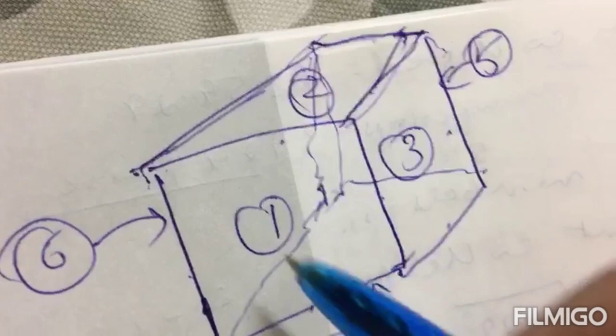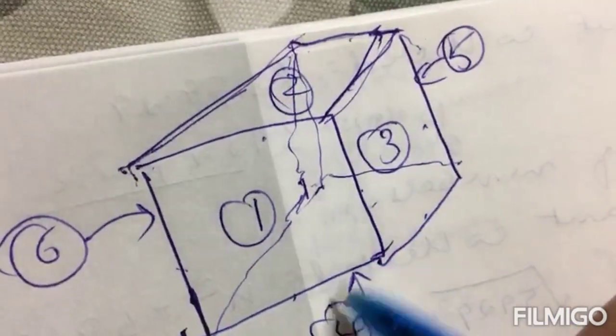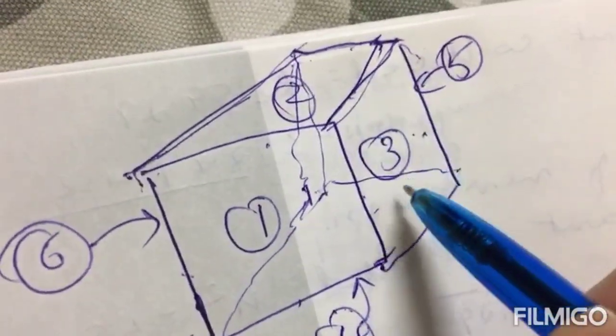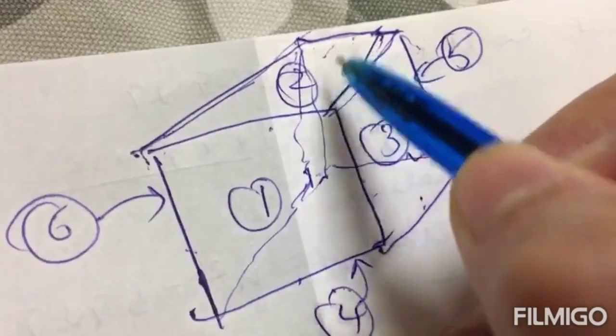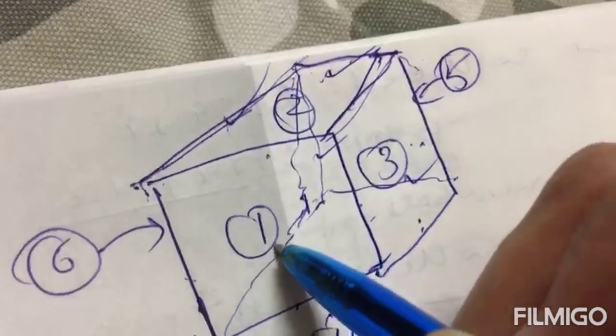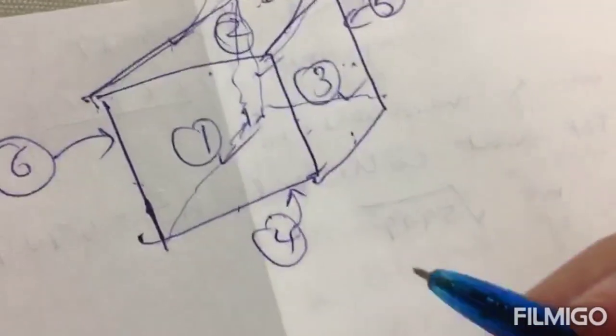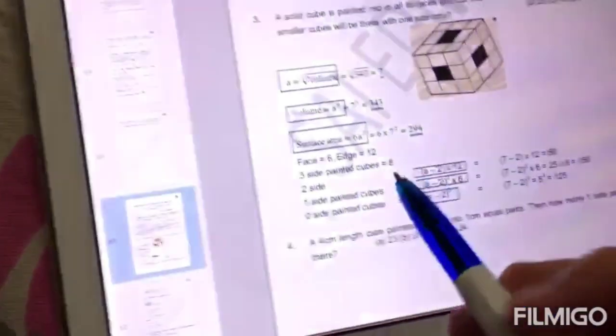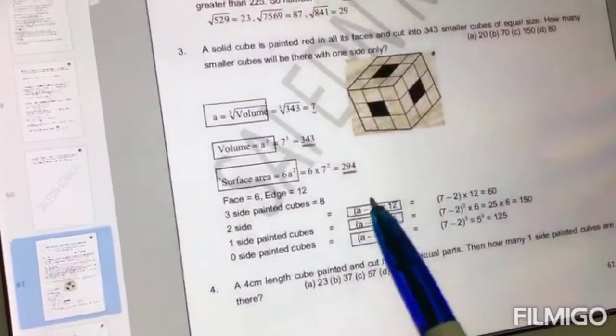Okay, we have how many edges? 1, 2, 3, 4, right? 5, 6, 7, 8, 9, 10, 11, 12, right? So we have 12 edges, and that's what they have given here.